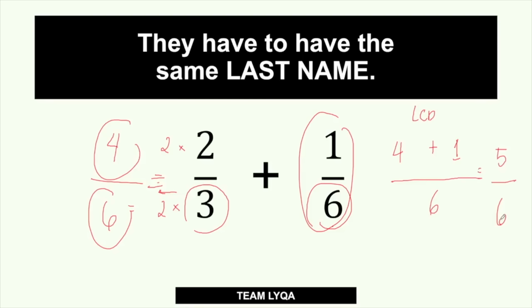Hindi ko na siya pwedeng lowest terms, hindi rin naman siya mixed number, so ito na yung final answer ko, 5 over 6. Again, ang key here is the LCD. Kasi kung wala silang same last name, hindi mo sila pwedeng galawin. Kailangan pareho muna sila, okay? Now, if you're comfortable with that concept already, we can move along with the harder questions, okay?